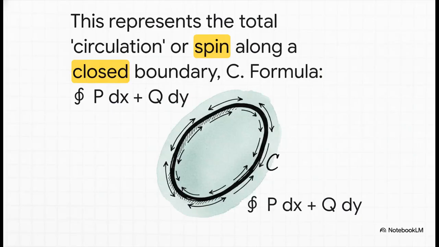So here's the first half of the equation. This is our line integral. And that little circle on the integral sign, super important. It just means we're going all the way around a closed loop C. This whole expression represents that total circulation, or that macro spin along the boundary.